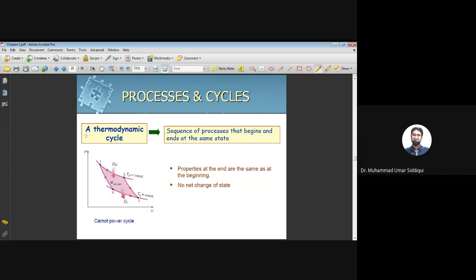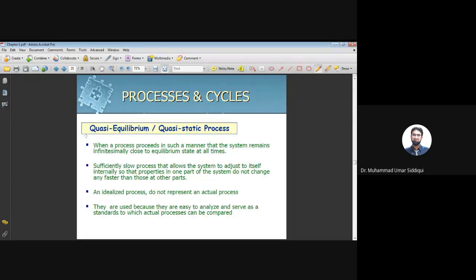Thermodynamic cycle, we just discussed that. Okay, now we have another concept here, quasi equilibrium or quasi static process. This could be more easily understood by the example of a clock. You see, in a clock, we have three needles. We have hour needle, we have minute needle, and we have second needle.